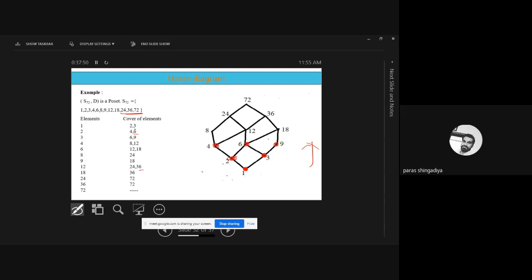And then 8 and 12, these are the cover elements of 4. So assign the places of 8 and 12. That should be above the place of 4. And then connect 8 with 4 and 12 with 4. And for 6, the answer is 12 and 18. We already assigned the place of 12, that's above. Now assign the place of 18, and that should be above the place of 6. Now connect 12 with 6 and 18 with 6. And for 9, there is only one answer, 18. So this is already above. So connect 18 with 9. We have finished up to this stage.